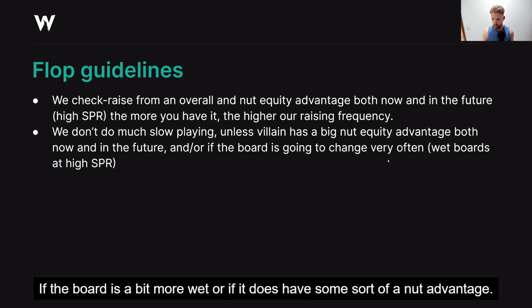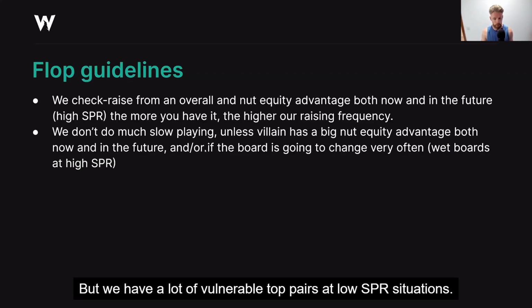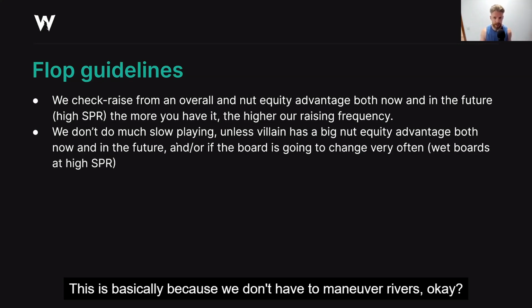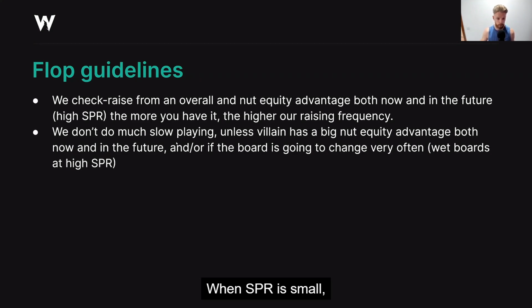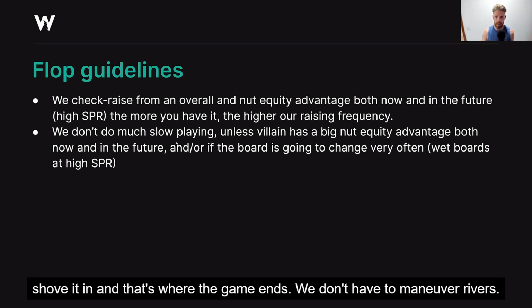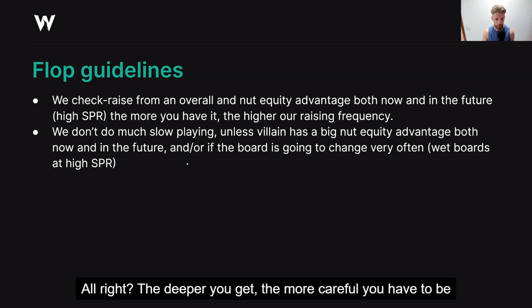Okay. If the board is a bit more wet, or villain does have some sort of a not equity advantage, but we have a lot of vulnerable top pairs at low SPR situations, if you, for example, play a tournament, you will actually see check raising. And this is basically because we don't have to maneuver rivers. Okay. When the SPR is small, we can check raise way more on the flop, because basically on the turn, we just shove it in. And that's where the game ends. We don't have to maneuver rivers. All right. The deeper you get, the more careful you have to be.